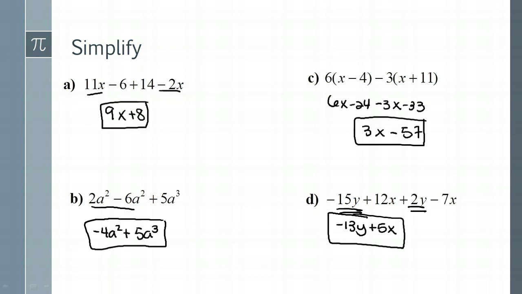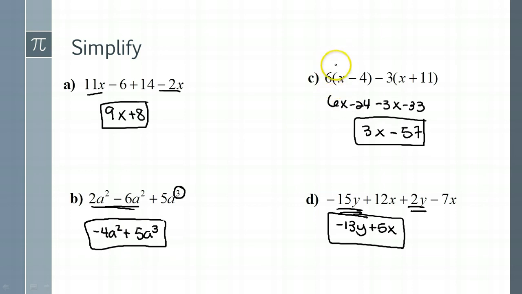Okay, for our first one, we should have gotten 9x plus 8, just like the last page. 11x minus 2x gave us 9, negative 6 and 14 gave us 8. When we look at our next one, the only 2 terms that are alike are 2a squared and negative 6a squared. Because the last one has a cube on the a, it's a different term. So 2 minus 6 gives us negative 4, so we end up with negative 4a squared plus 5a cubed.